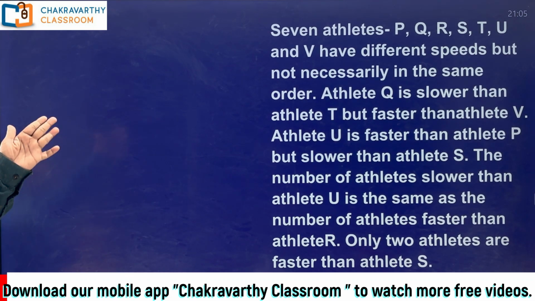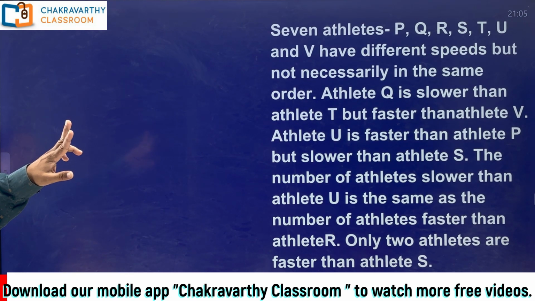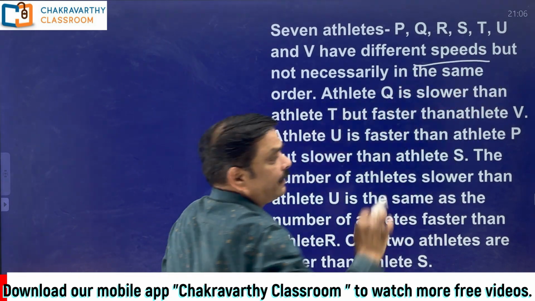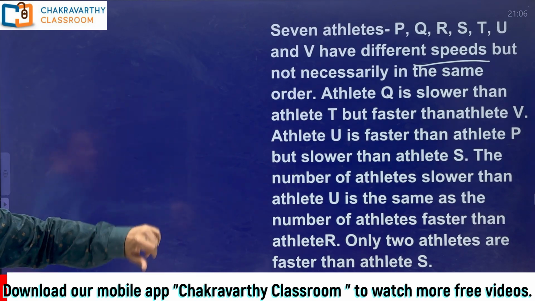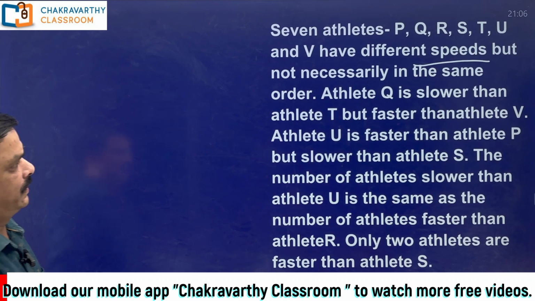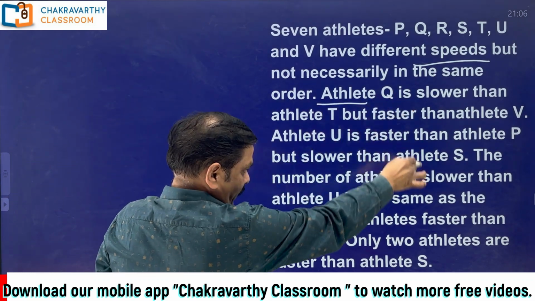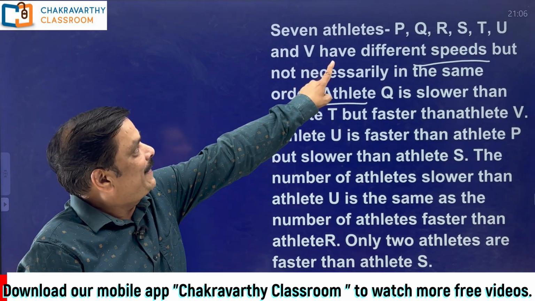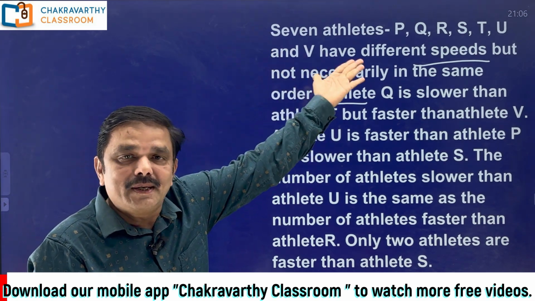They have given 7 athletes, P, Q, R, S, T, U and V, who have different speeds. Now you see they are comparing on speeds, but not necessarily in the same order. All right, then they have given some information. They started with athlete Q and they have given some clues. Our job is to arrange them according to their speeds.